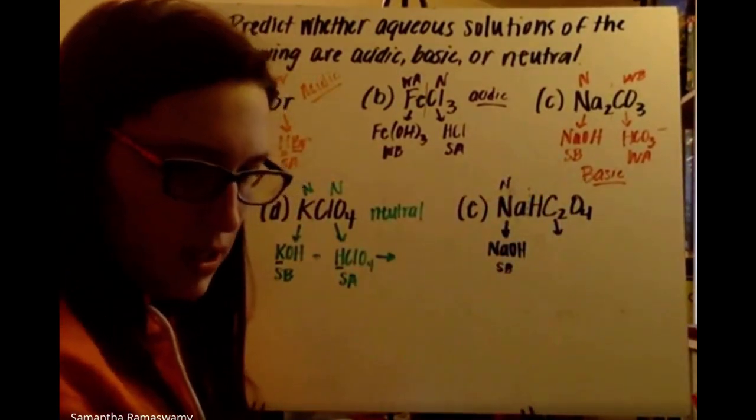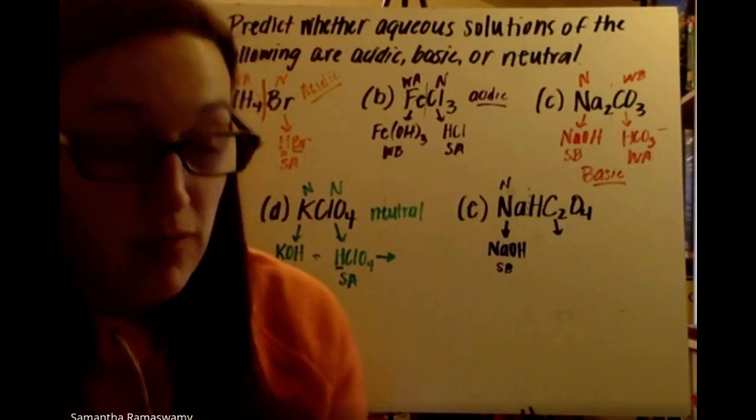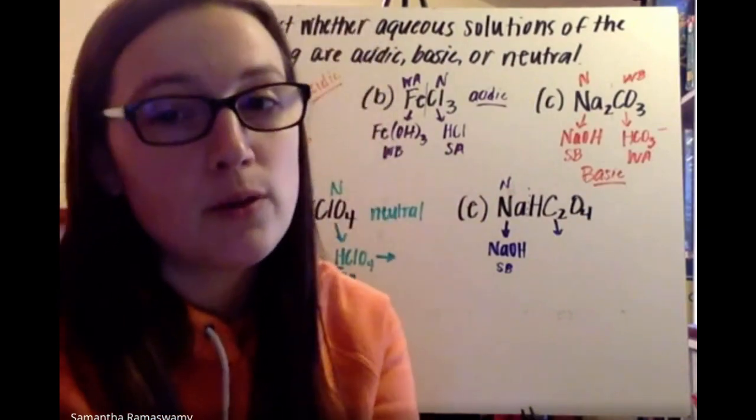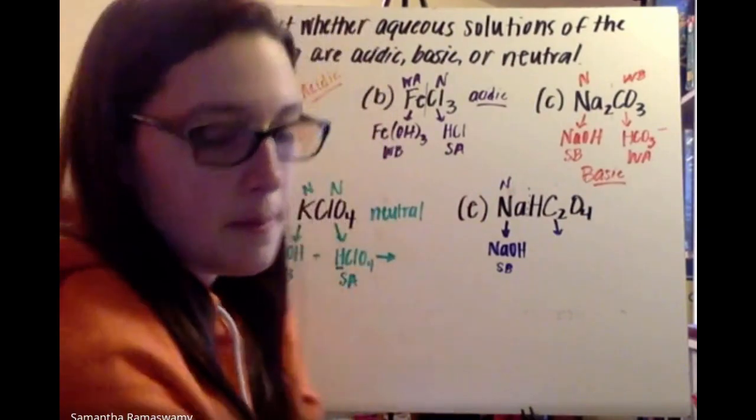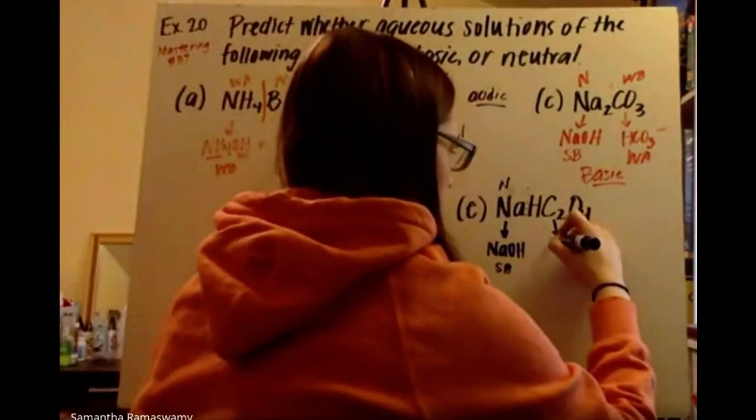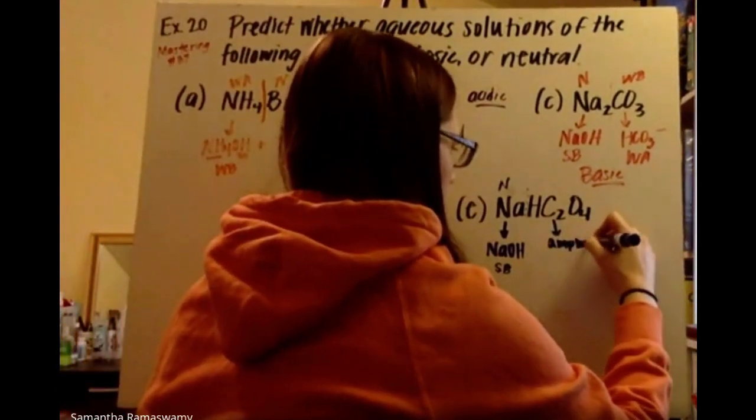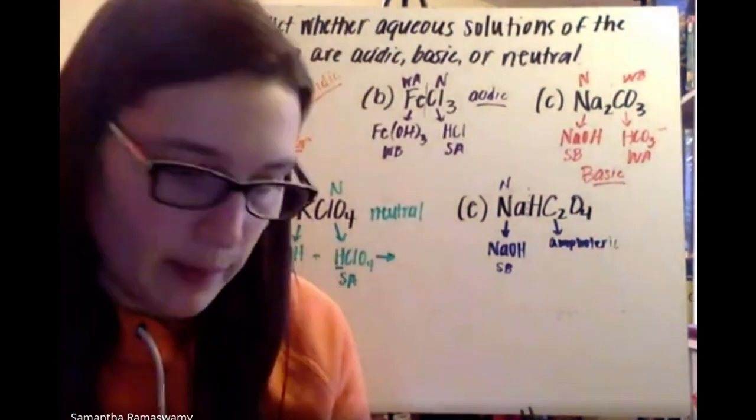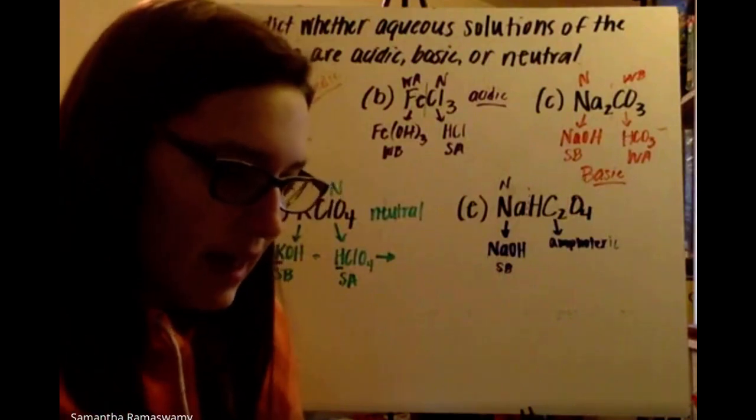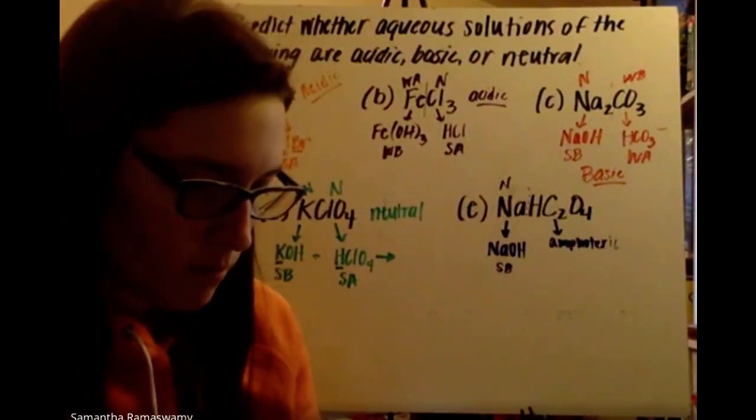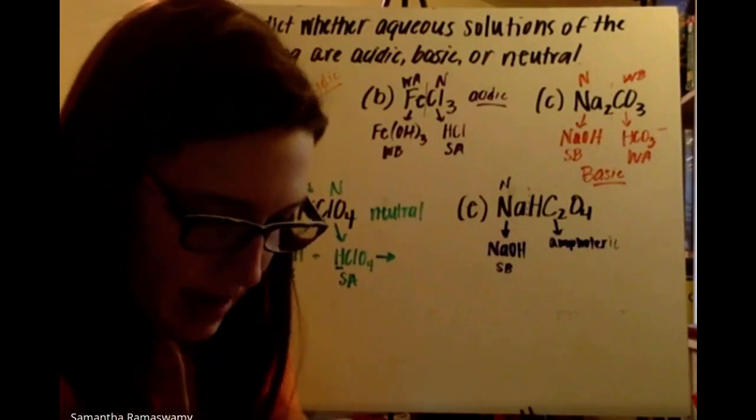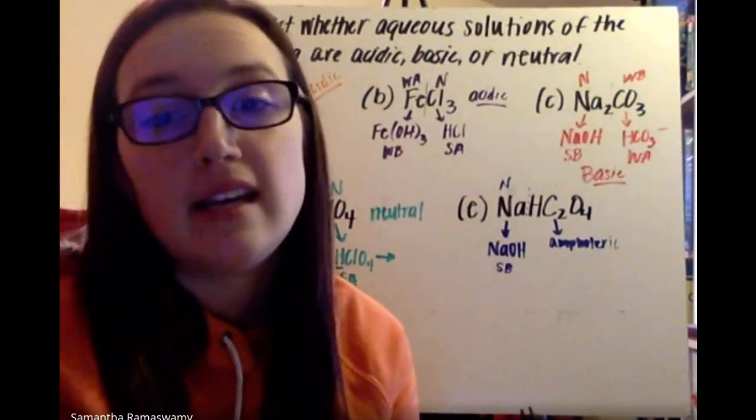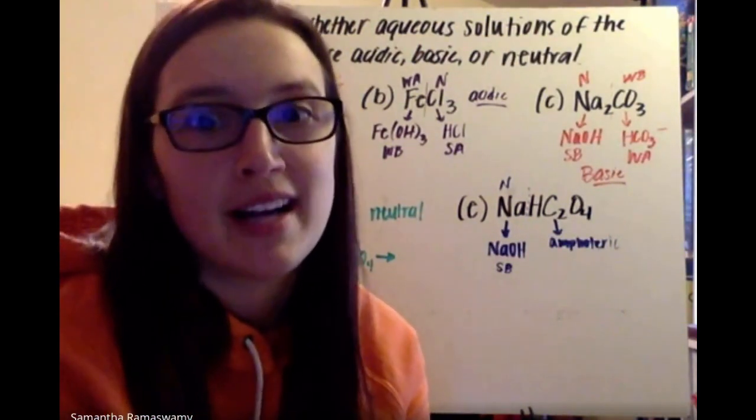Now, HC2O4 is unique because this is an amphoteric substance. Remember that amphoteric means that it can act as an acid or as a base. When you have an amphoteric substance, we actually have to compare the Ka and the Kb value to see whether it will act as an acid or as a base.